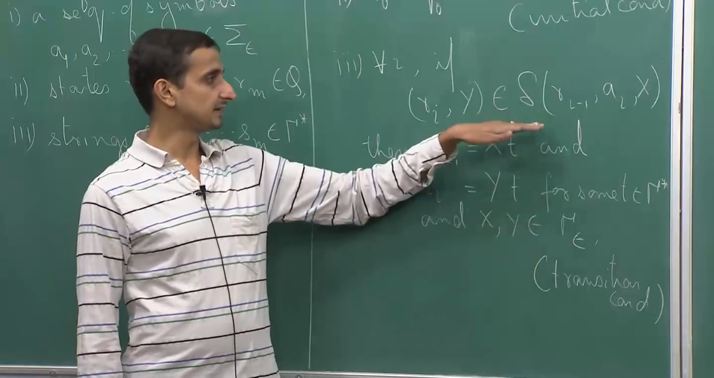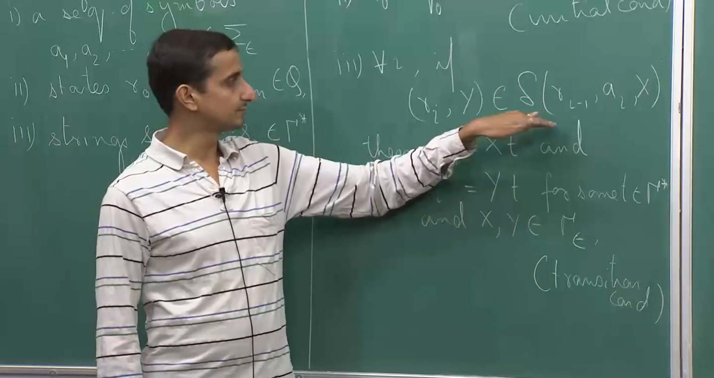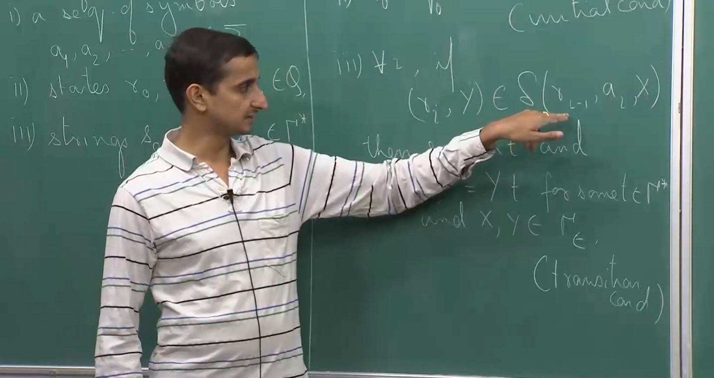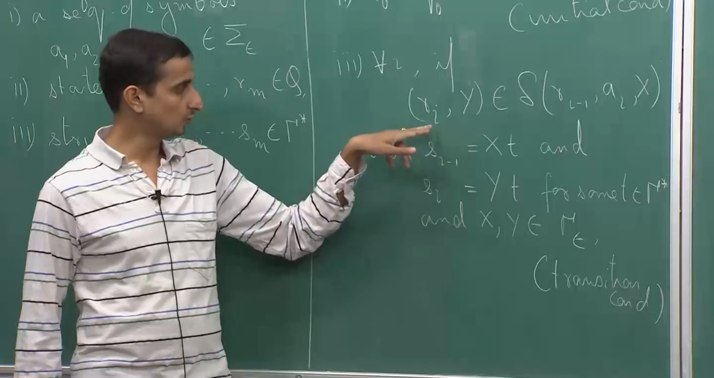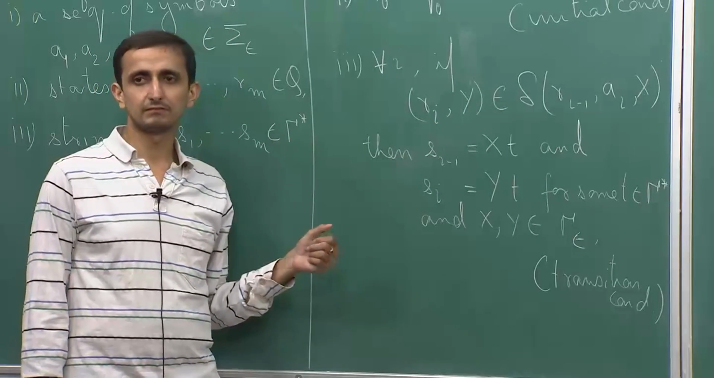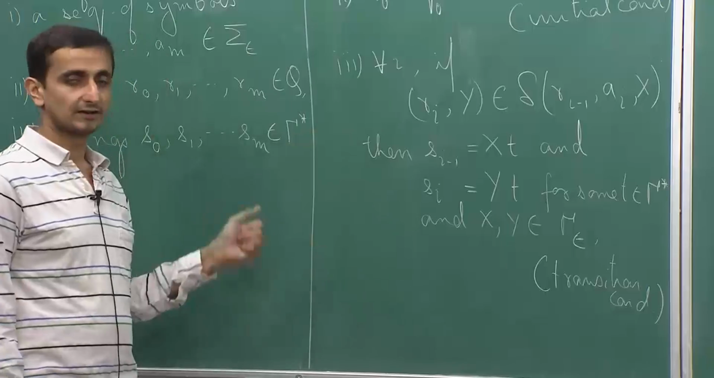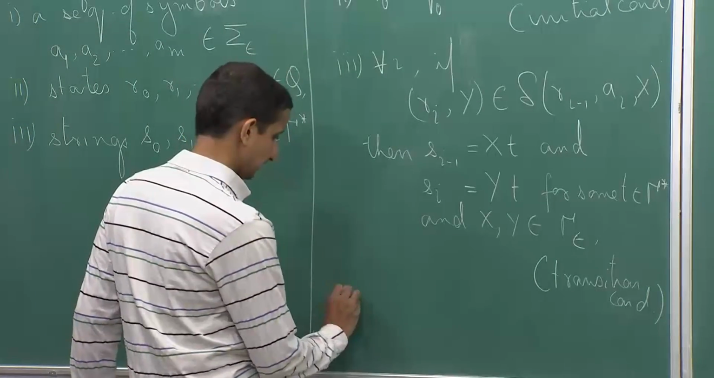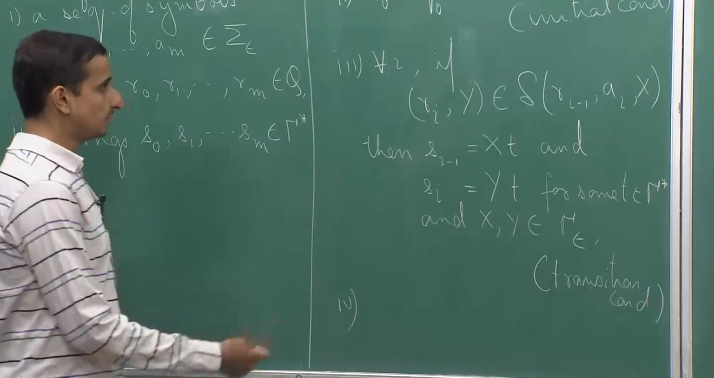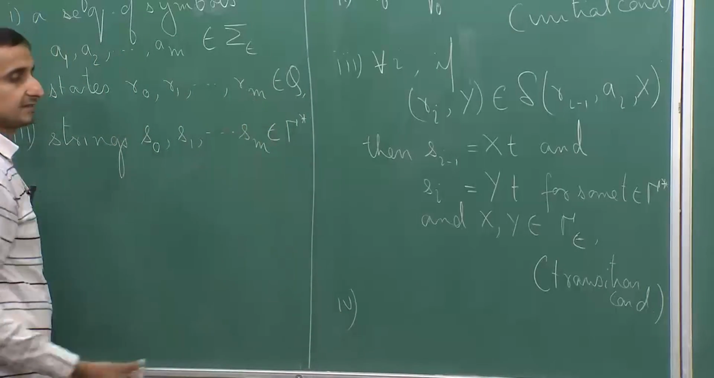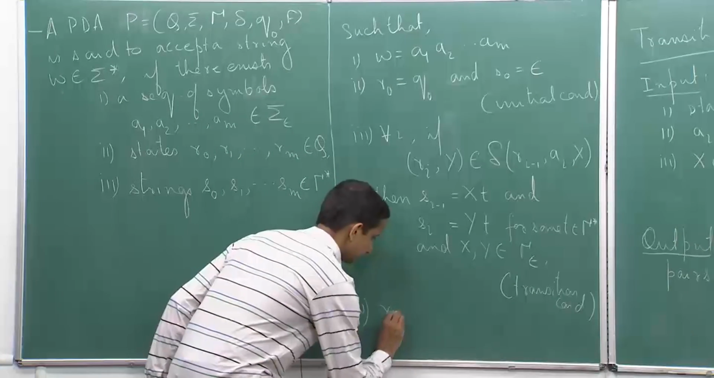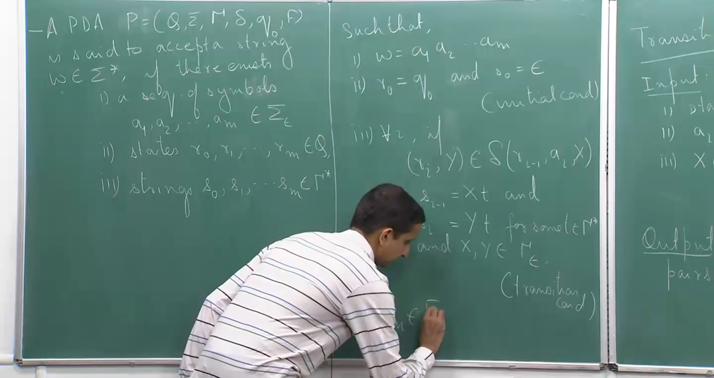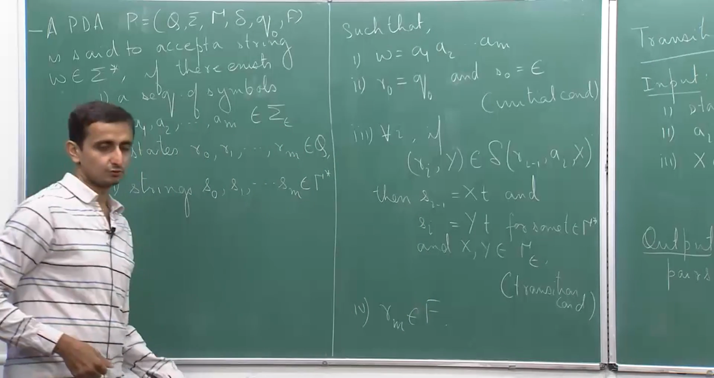Okay. And this essentially means that the computation moves from the state r_{i-1} to the state r_i. So, this is what transition means. And when do we accept w? We accept w if finally the last state is the accept state. So, if r_m belongs to F.